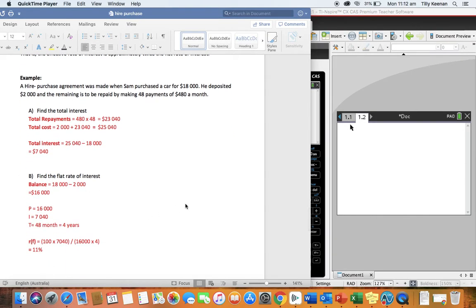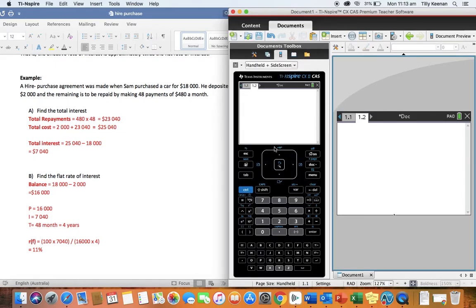So a hire purchase agreement was made when Sam purchased a car for $18,000. He deposited $2,000 and the remaining is to be paid by making 48 payments of $480 a month. So let's find the total interest. So we know to find the total interest, I need to know my total cost. So the total cost is the deposit plus the repayments. So I know that I'm making $480 monthly payments times 48 because it's for 48 payments. Okay, so that's my total repayment.